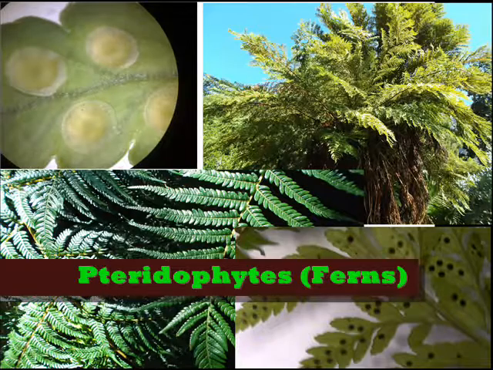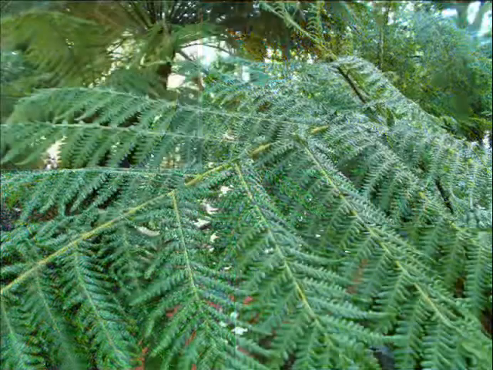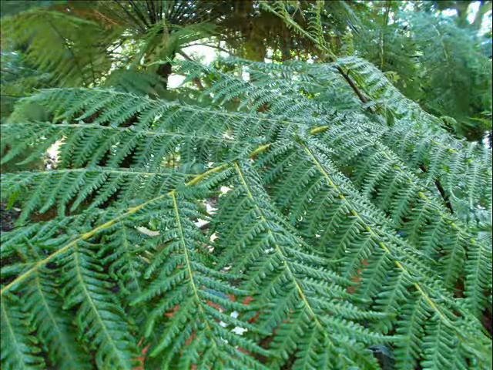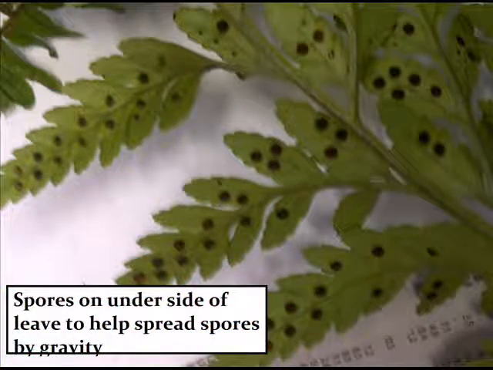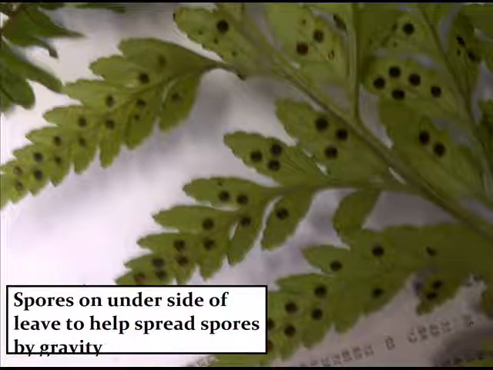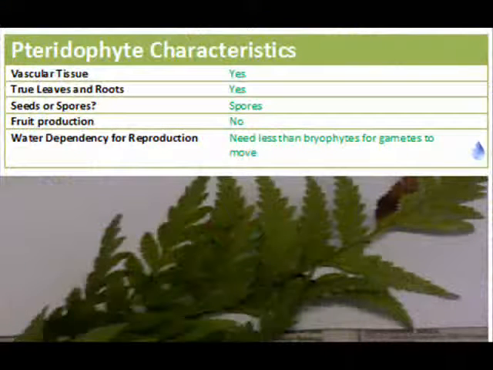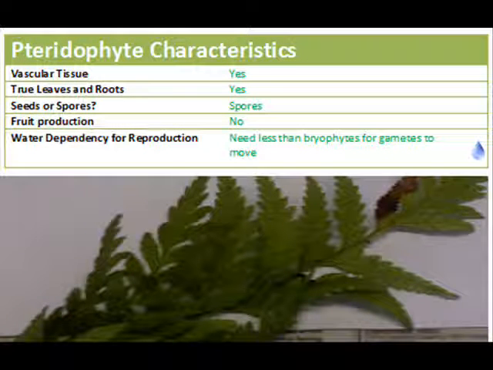Pteridophytes are ferns and fern allies. These plants have vascular tissue and true roots and true leaves. They reproduce using spores and don't produce fruit. They are less dependent on water for reproduction than bryophytes, but they still need water for the gametes to move. This is why they need to be near water.